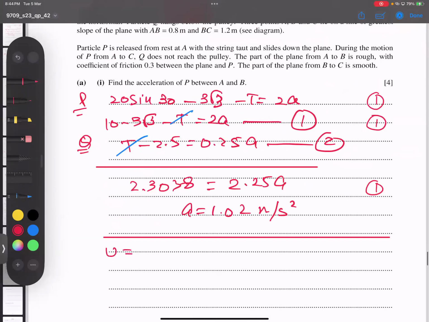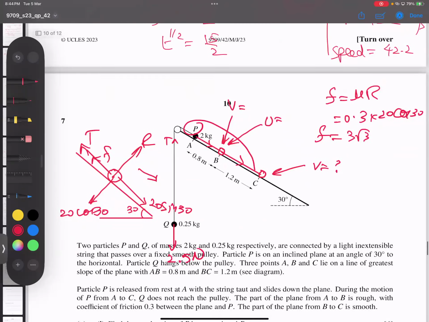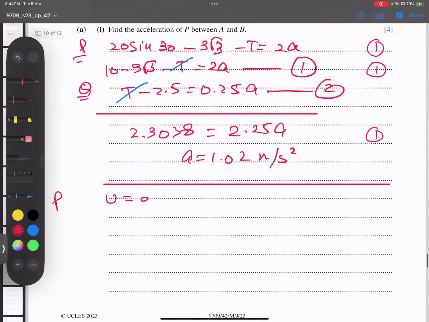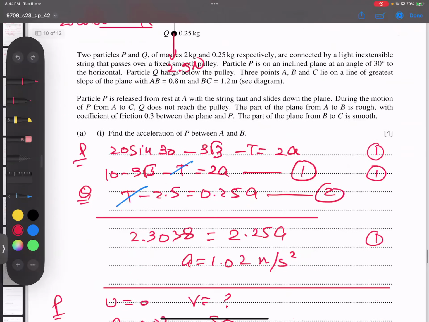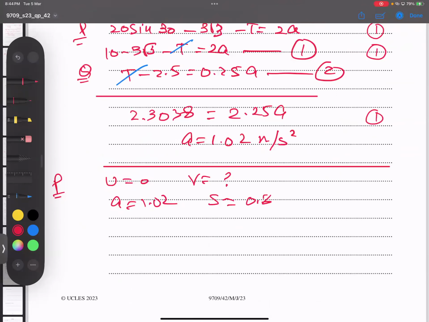Data is: U is 0. I'm talking about this particle P. So let's start. I'm writing here the title P: U is 0, final velocity V is the target, acceleration is 1.02, and luckily the distance is given by him as 0.8 meters. So 0.8 meters. And you know it very well, the formula is 2as equals V squared minus U squared. This part is very clear.